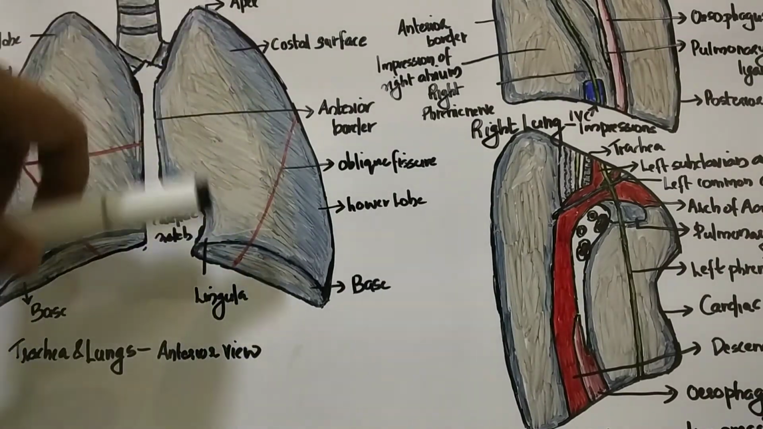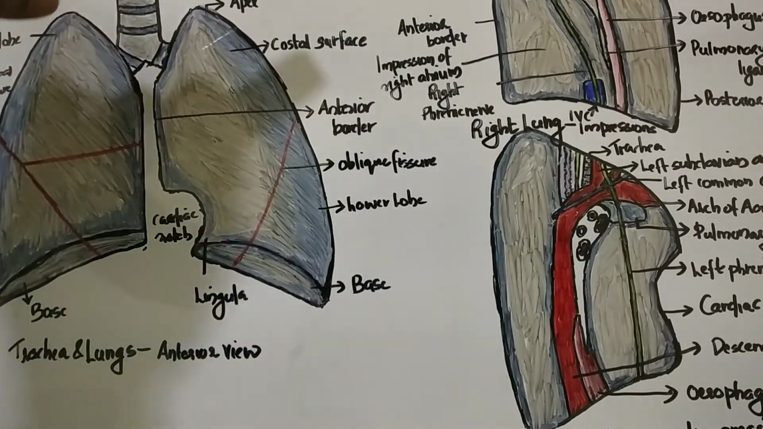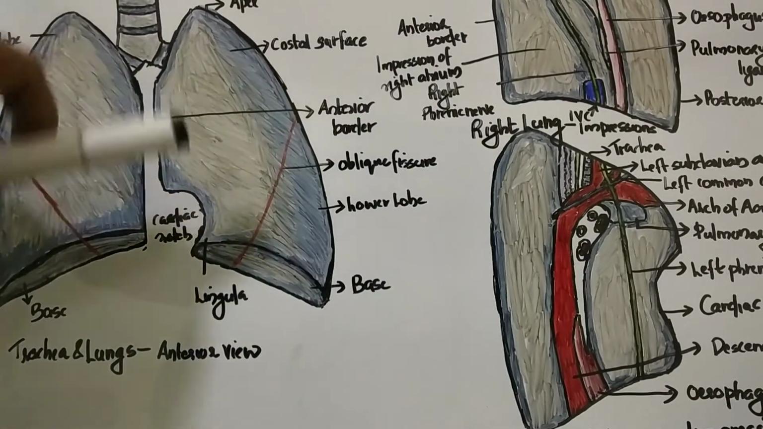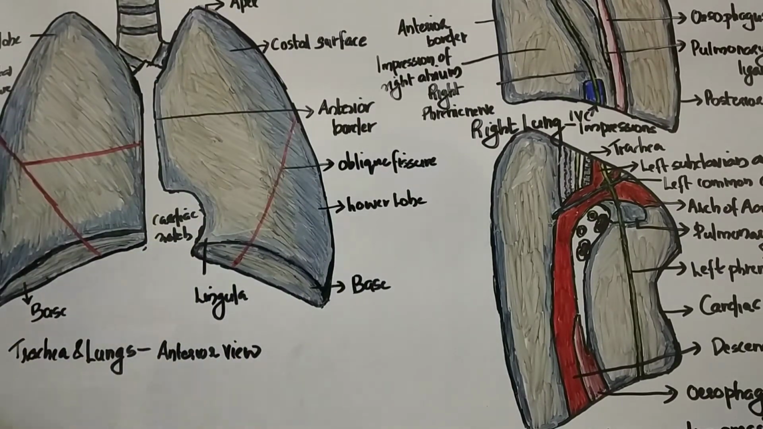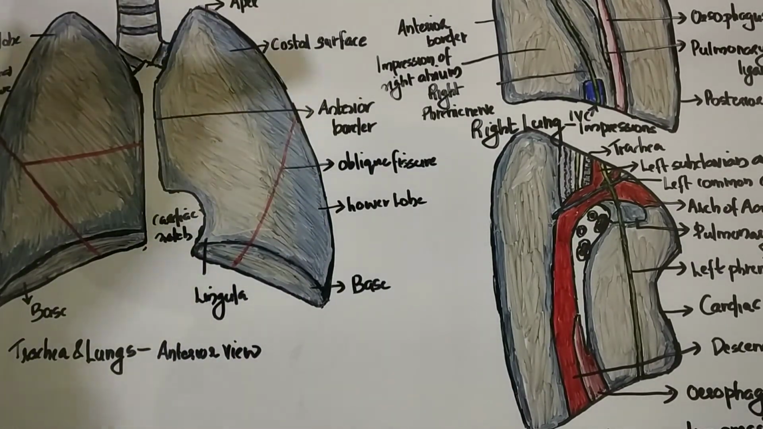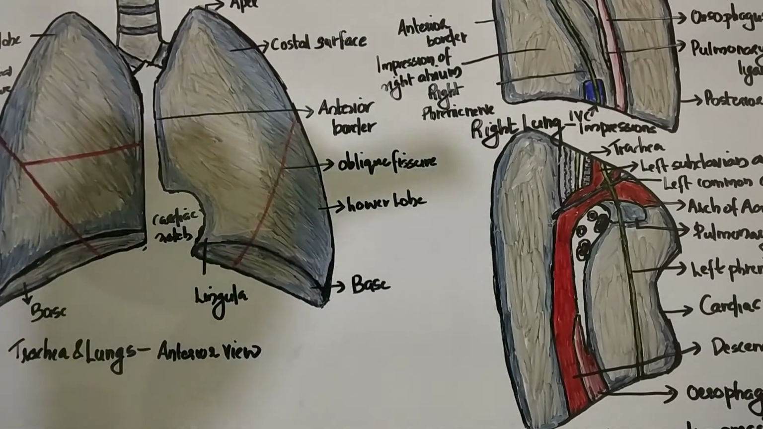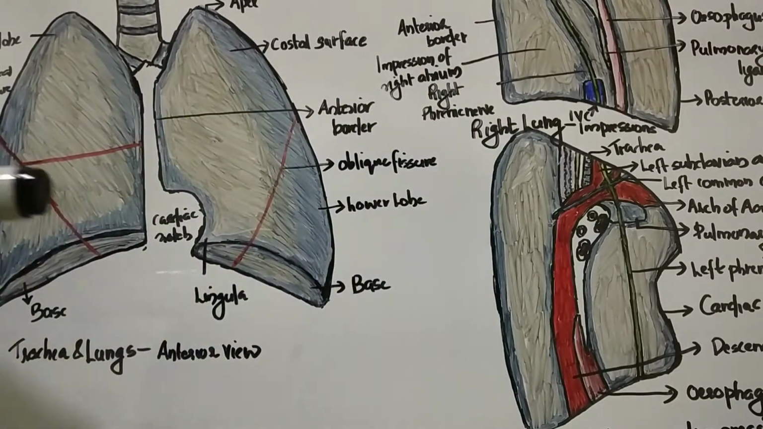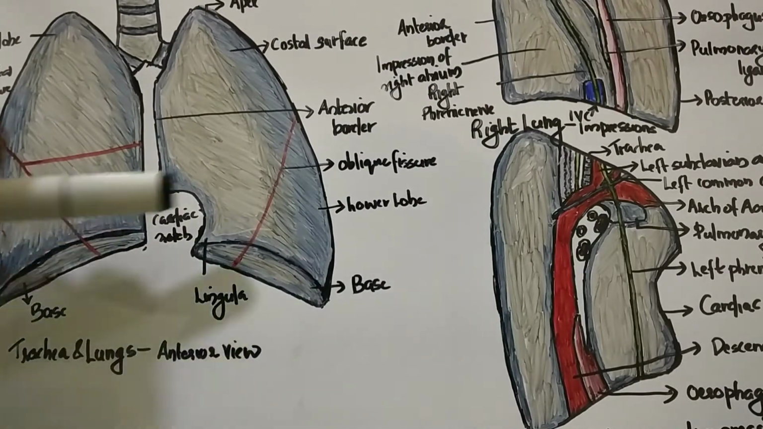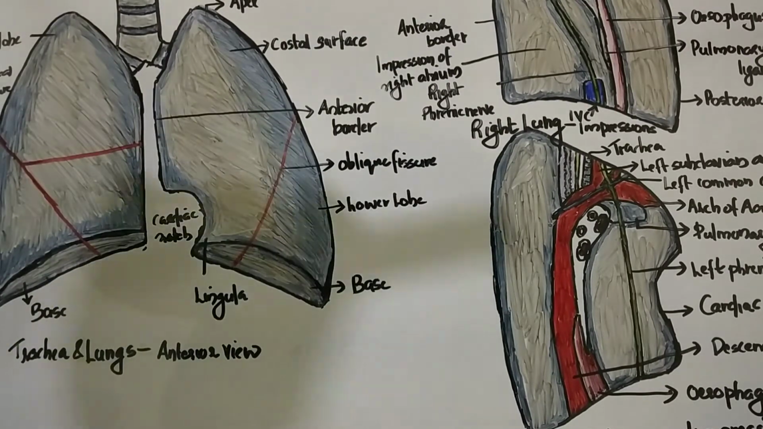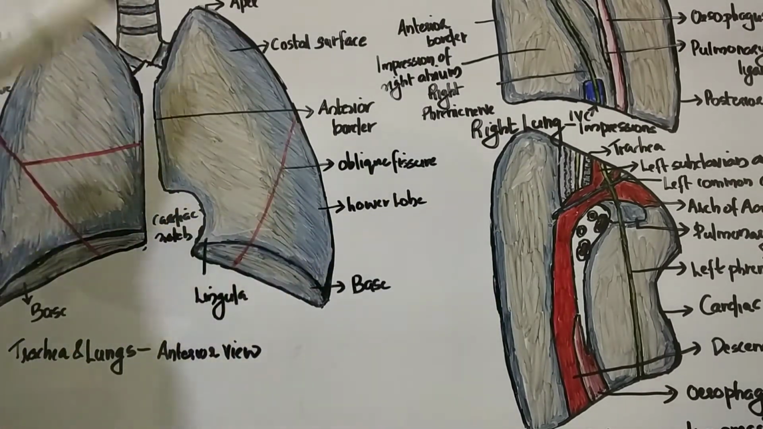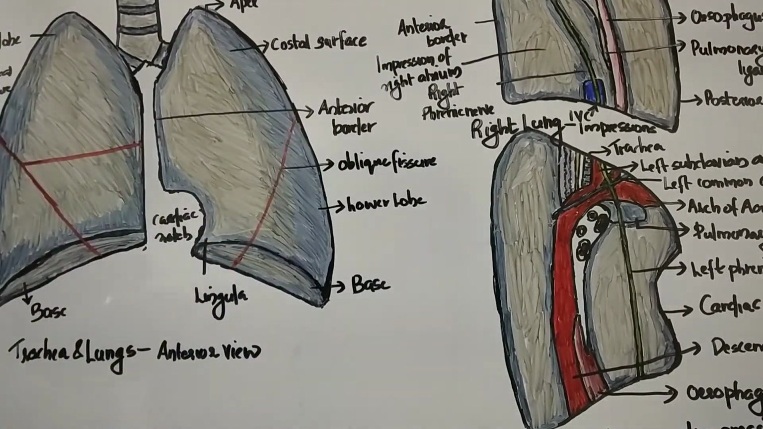The posterior border of both lungs is thick as well as ill-defined. In this figure, you cannot see the posterior border, and it extends from the 7th cervical spine to the 12th thoracic spine. And next is the inferior border. The inferior border separates the base from the costal and the medial surface of the lungs.